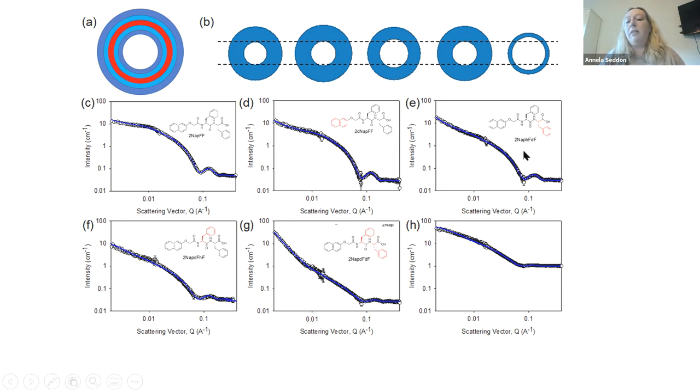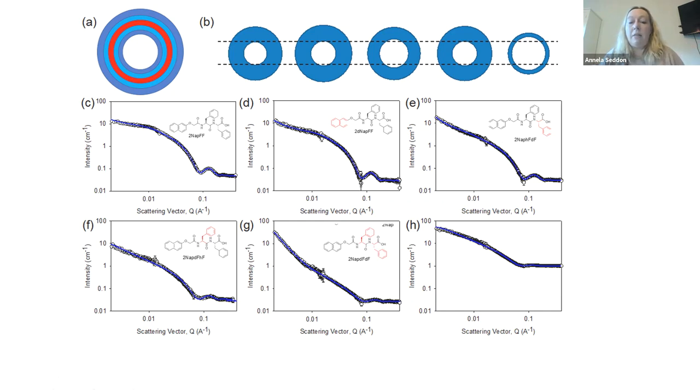If we move to the next sample, however, you can see we've deuterated this terminal phenylalanine here. And so what we're doing here is we're getting rid of this dark blue ring on the inside and the dark blue ring on the outside. So we should expect to see an increase in core radius and a decrease in wall thickness. If we deuterate this amino acid here, we're getting rid of the light blue rings in our structure. So again, like the naphthalene, we may or may not see anything.